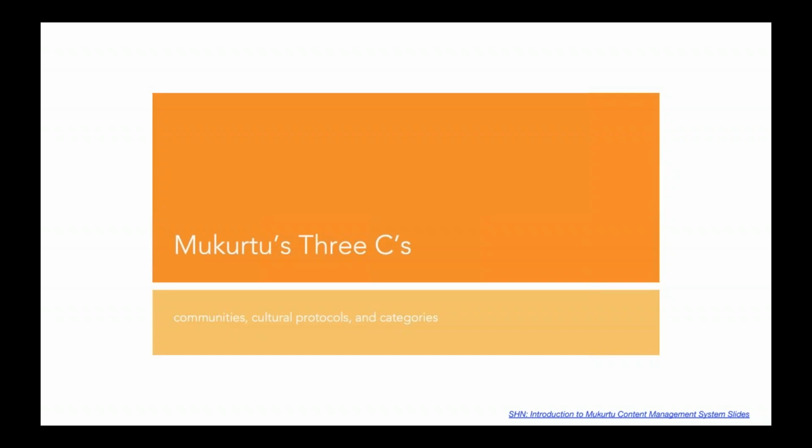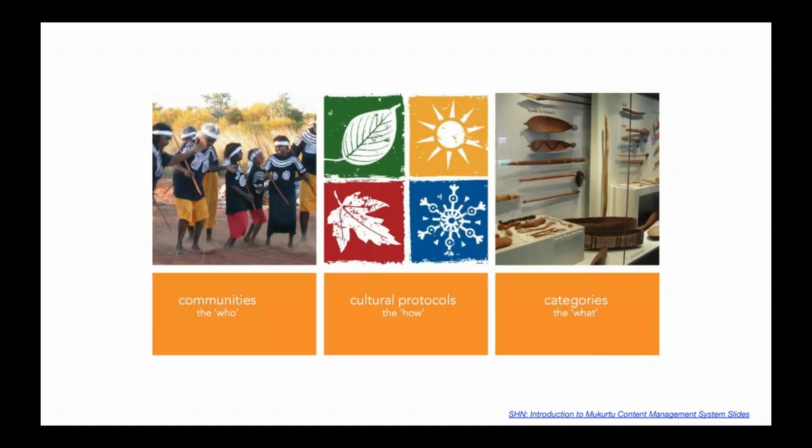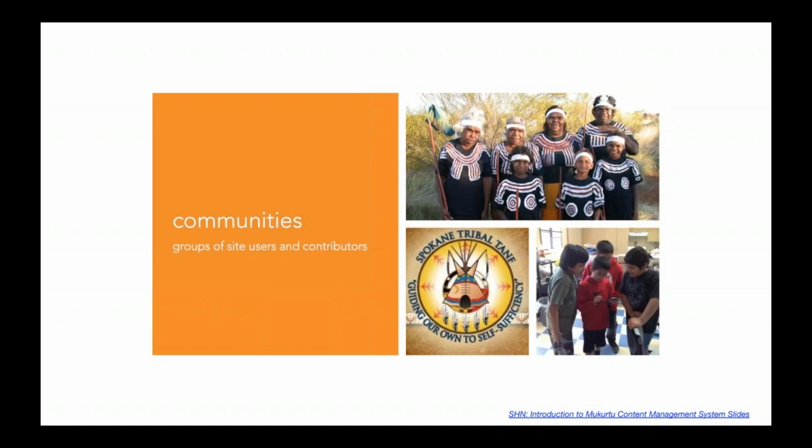First and foremost, all instances of Mukurtu are structured around the Mukurtu 3 Cs. These are really the foundation of any Mukurtu site. All content and metadata are filtered through these. So we have communities, which are the who of Mukurtu, cultural protocols, which are the how of Mukurtu, and categories, which are the what of Mukurtu. We'll talk a little bit more in depth about these.